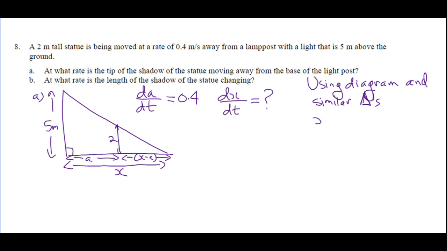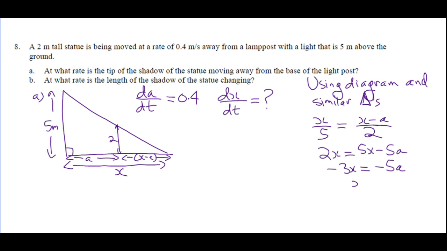We know that x over 5 is equal to (x minus a) over 2. Base is to height as base is to height, similar triangles. We want to solve this for x in terms of a. So what do we got? 2x is equal to 5x minus 5a. Negative 3x is equal to negative 5a. And x is going to be 5/3 a.